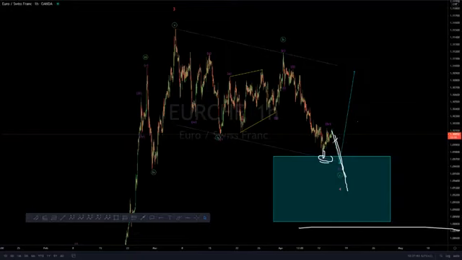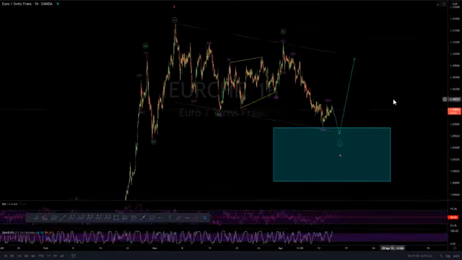So you should see EURCHF at least one more leg to the downside like this year, and then after that, we should see a move higher. Just want to see something here.